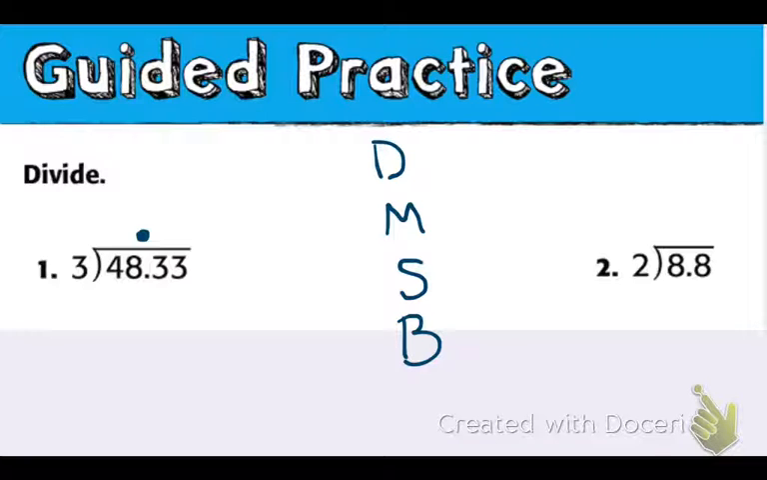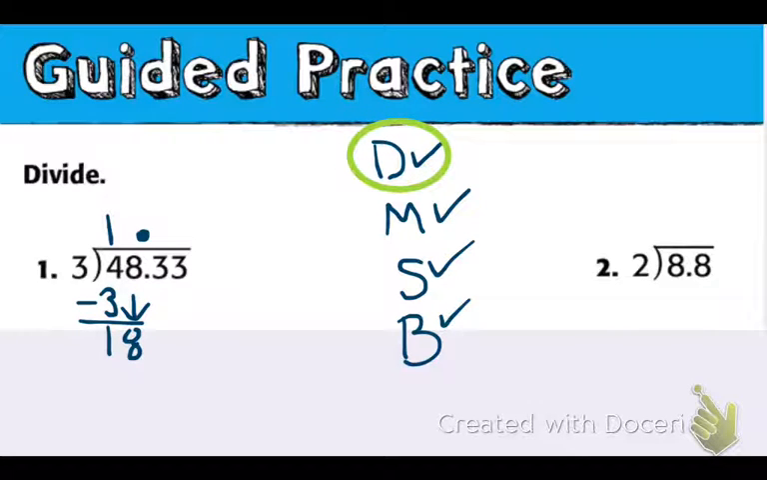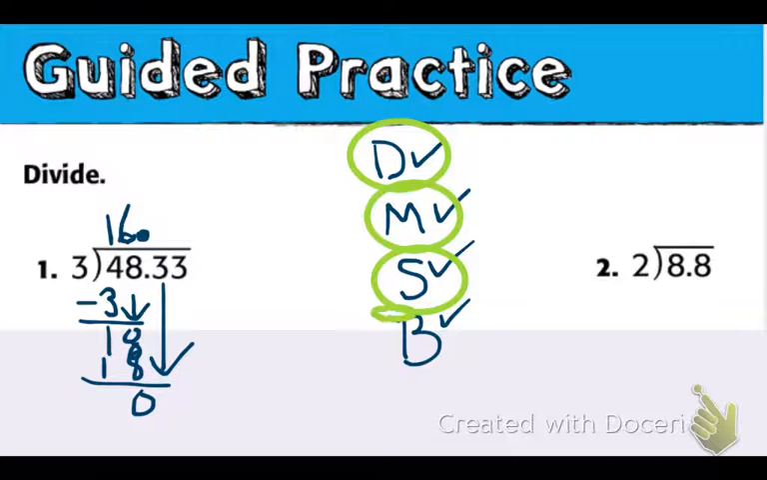Well, I know 3 divides into 4 one time. 3 times 1 is 3. I can go ahead and subtract. Bring down the 8. We're going to go ahead and go back to divide. How many times will 3 divide into 18? Well, that's 6. I know that 3 times 6 is 18, so I can subtract 18. Okay, I can bring down for that next step. What am I going to bring down? Well, I'm going to bring down a 3.